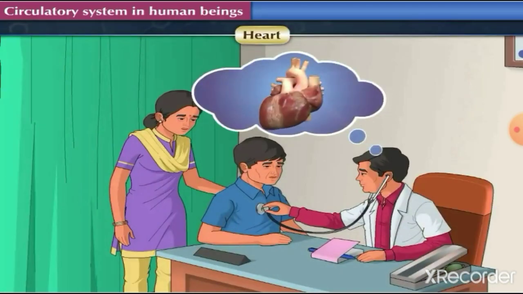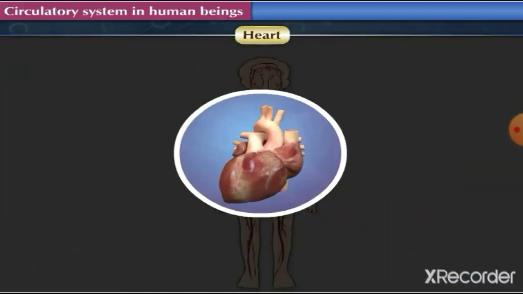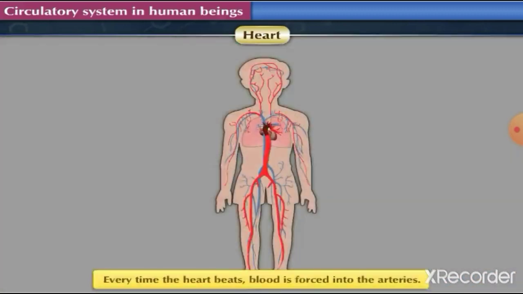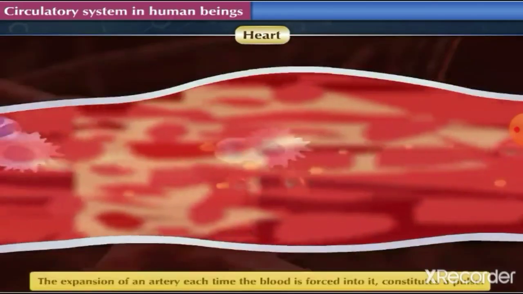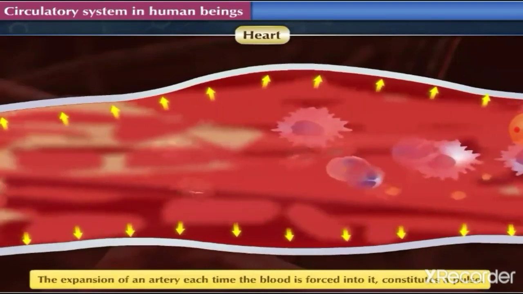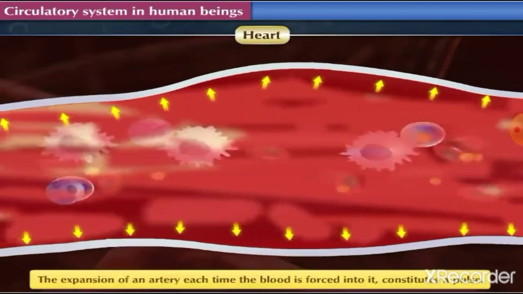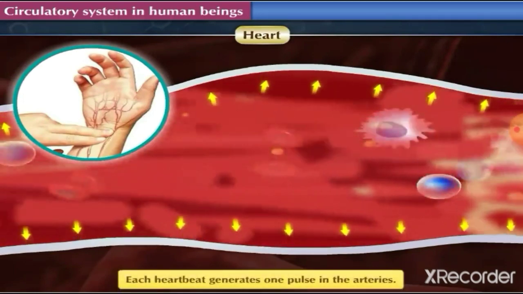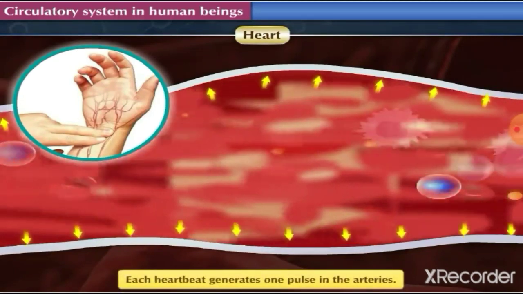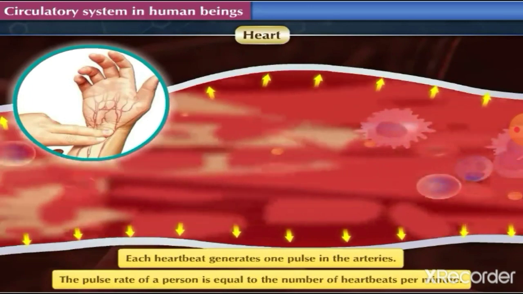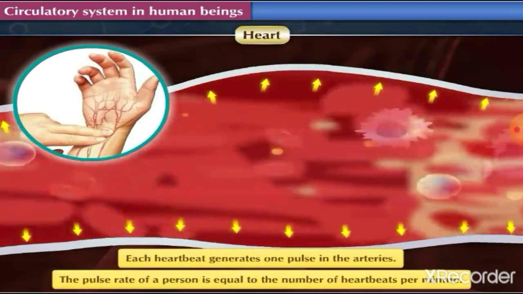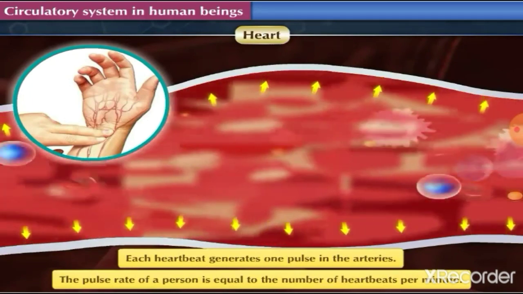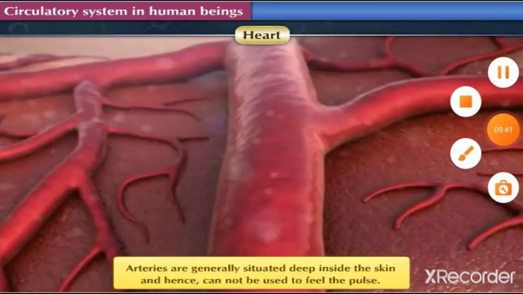Heartbeats can be easily heard through an instrument called a stethoscope. Every time the heart beats, blood is forced into the arteries. The expansion of an artery each time the blood is forced into it constitutes a pulse. Each heartbeat generates 1 pulse in the arteries. Hence, the pulse rate of a person is equal to the number of heartbeats per minute.